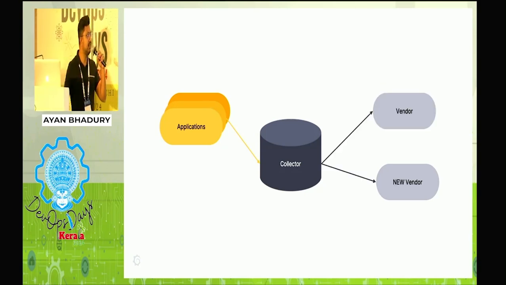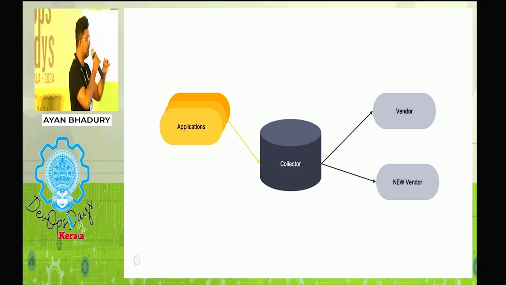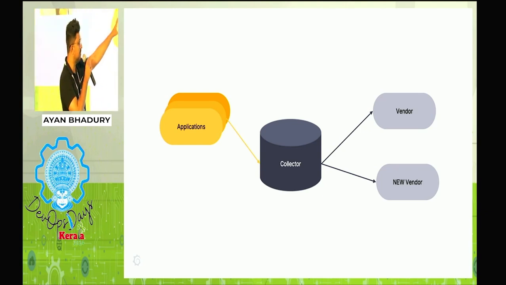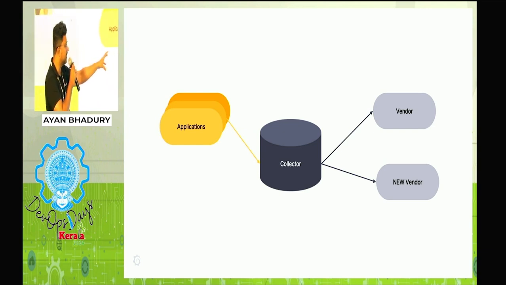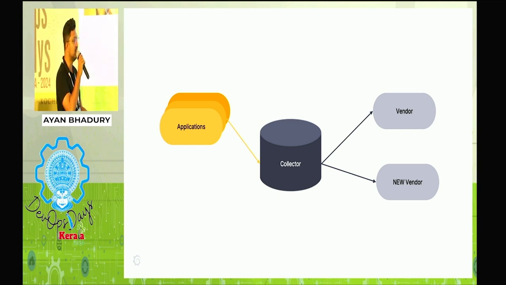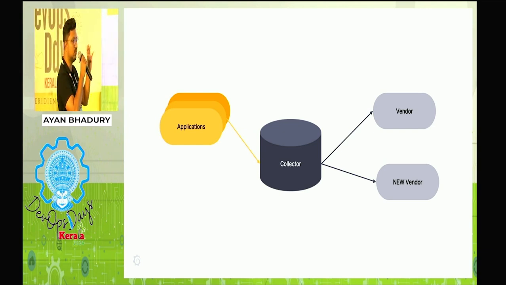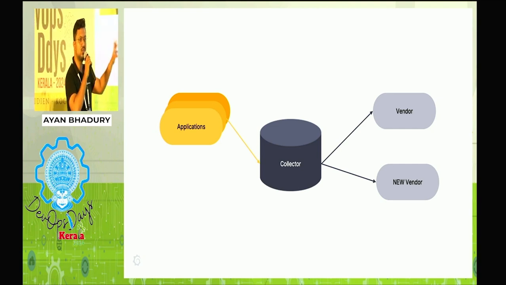So that's the advantage of using OpenTelemetry, right? If you see it right now, we just split this into vendor one and new vendor. So let's say I have applications and I'm collecting the data into a collector. Now I have the flexibility. OpenTelemetry has its own standard, and the vendors need to follow those standards.